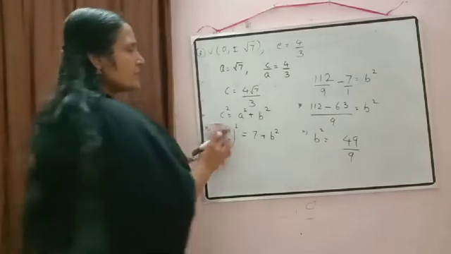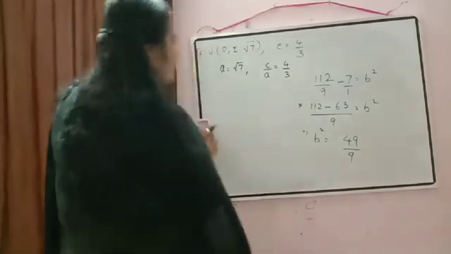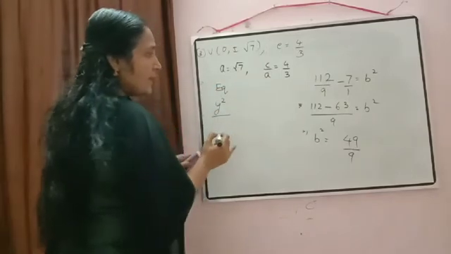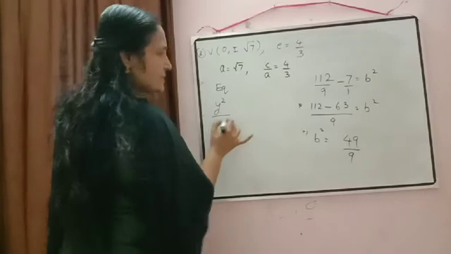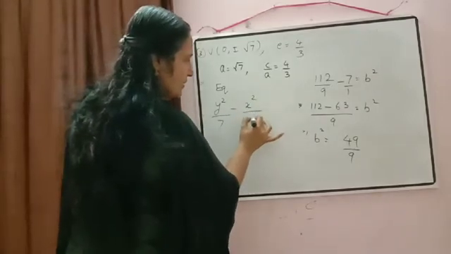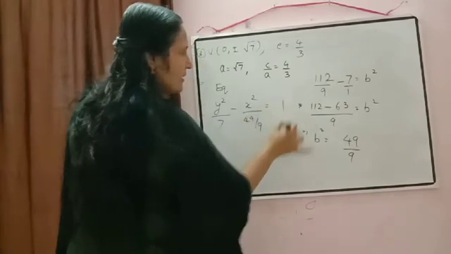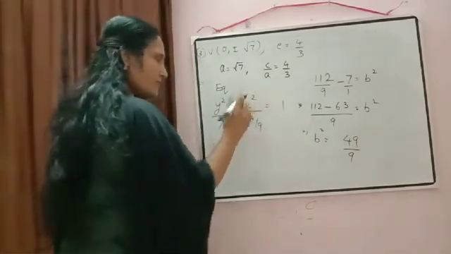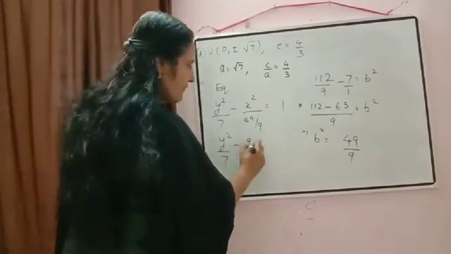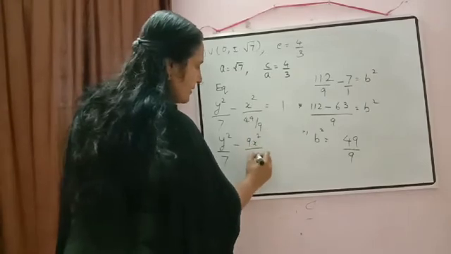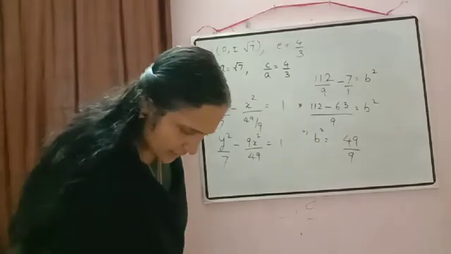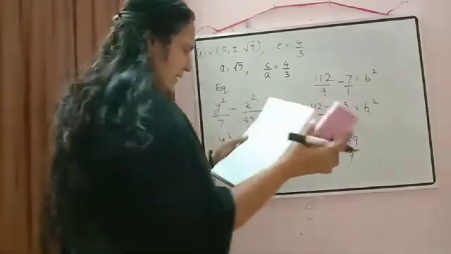So b we don't want because we want the value of b square only. Now just to check your vertices written on y-axis there. So write down the equation of hyperbola will be equal to y square by a square, and a square is 7 minus x square by b square, which is equal to 49 by 9 is equal to 1. If you want, you can shift this 9 to numerator, then it will be equal to y square by 7 minus 9x square by 49 is equal to 1. Equation of hyperbola. Clear? Okay. Write down the next one.